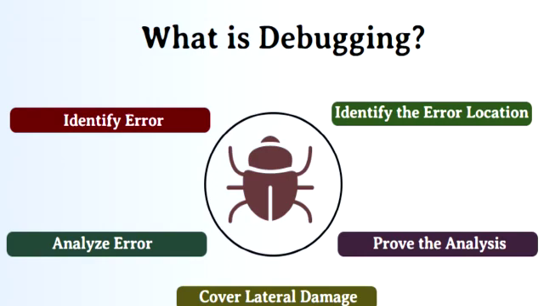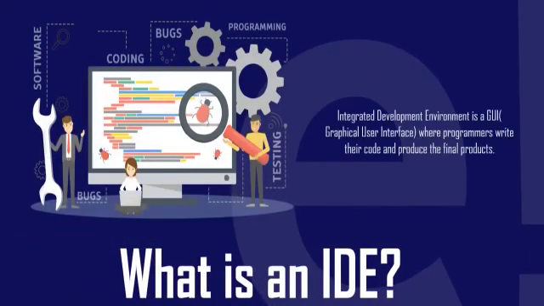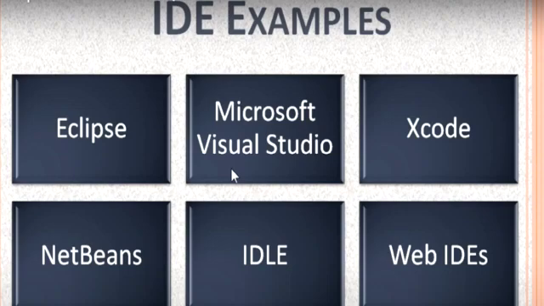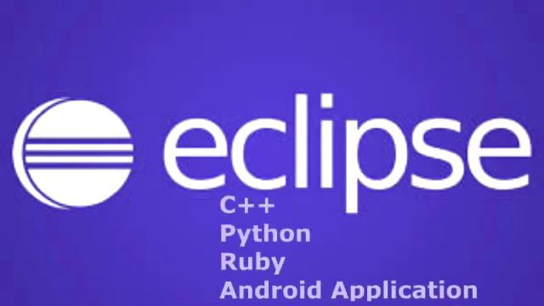Now let us put all these in a nutshell. IDE is a graphical user interface where programmers write their code and produce the final output. Some examples of IDE are Eclipse. It is a free IDE for Java programming. It supports languages like C++, Python, Ruby, and Android application.